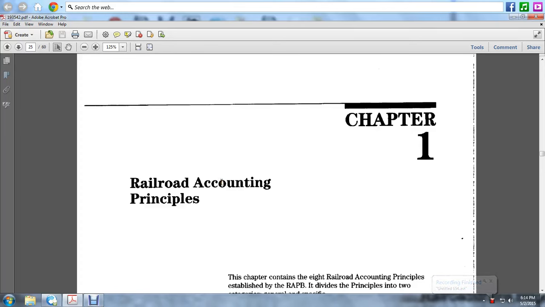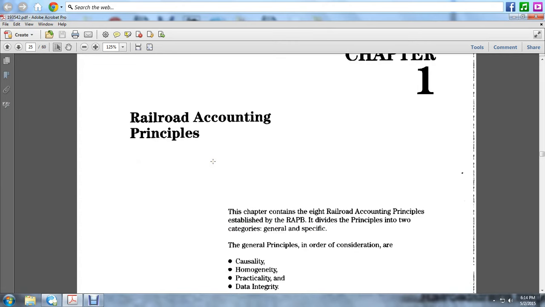Chapter 1, Railroad Accounting Principles. Volume 1. This chapter contains 8 railroad accounting principles established by the Railroad Accounting Principles Board. It divides the principles into two categories, general and specific.